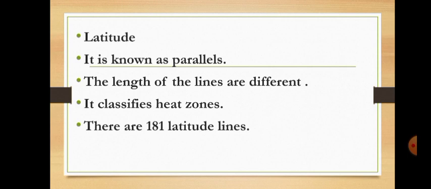There are 181 latitude lines, including the equator. The equator is 0 degrees. From the equator to the North Pole there are 90 latitudes, and from the equator to the South Pole there are 90 latitudes. Including the equator, there are 181 latitude lines.